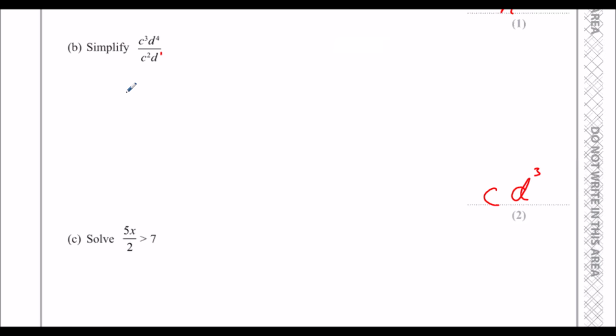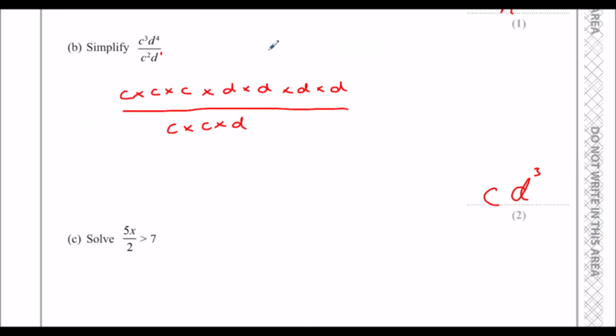So what's going on here? We've got c times c times c times d times d times d times d on top. And on the bottom, we have c times d. So we cancel off 2 c's and 1 d, which leaves us with c times d times d times d, or c times d cubed.